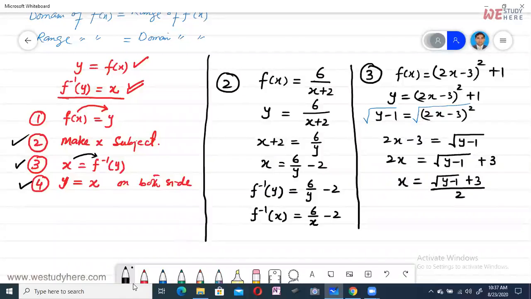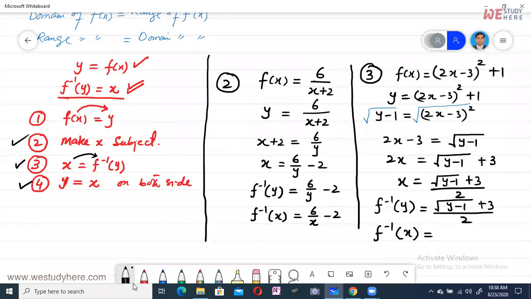This means the second step we completed here. In the third step, x is f inverse of y. On the other side we will make no change, that is square root of y minus 1 plus 3 divided by 2. Then in the last step, we will replace y with x. F inverse of x is square root of x minus 1 plus 3 divided by 2. This is question number 3.